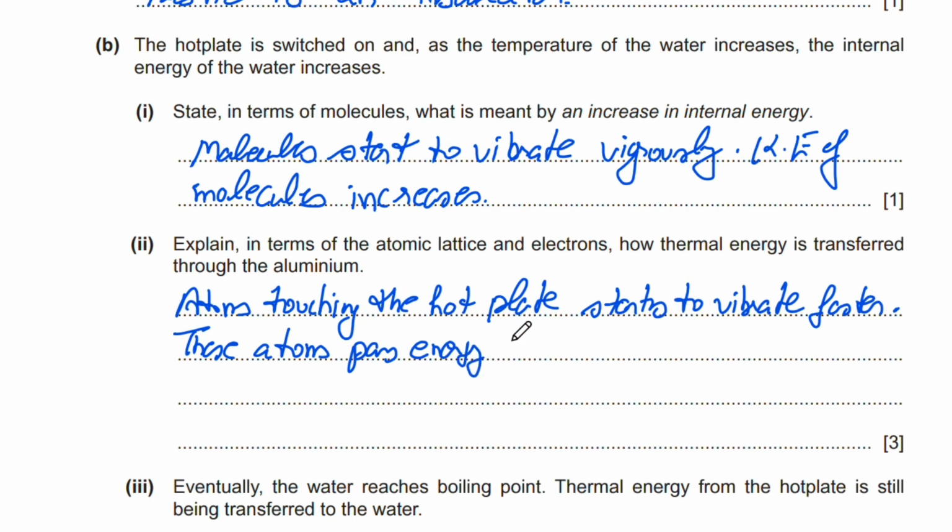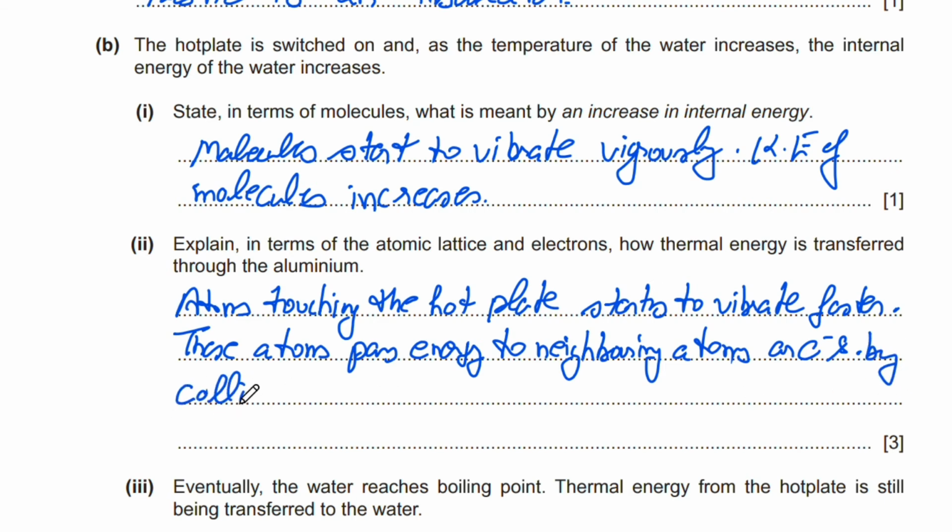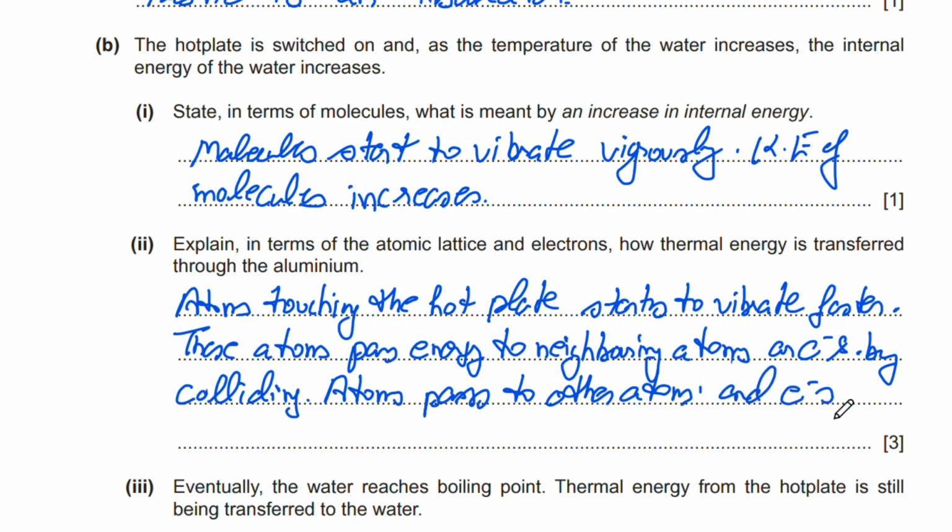These atoms pass energy to neighboring atoms or electrons by colliding with them. Now these electrons pass energy to other atoms and other free electrons. These free electrons pass the energy to other atoms when they move through the lattice. So this is how the energy is transferred. And this method of transfer of energy is conduction.